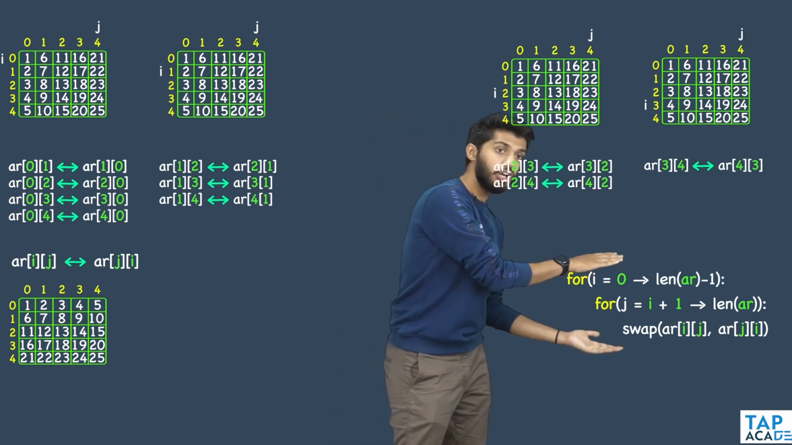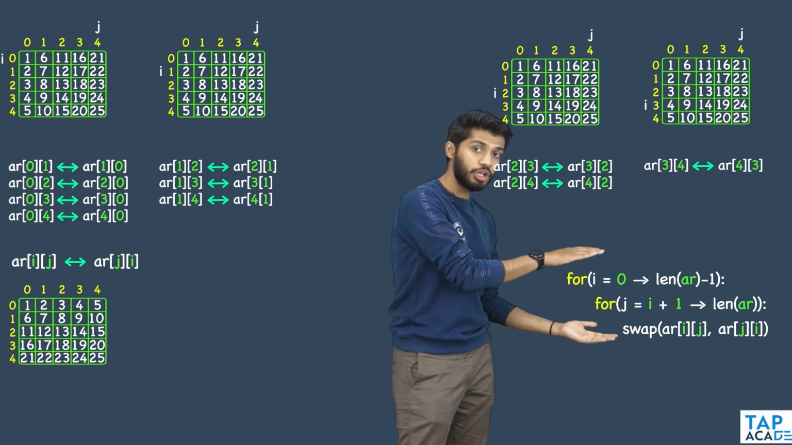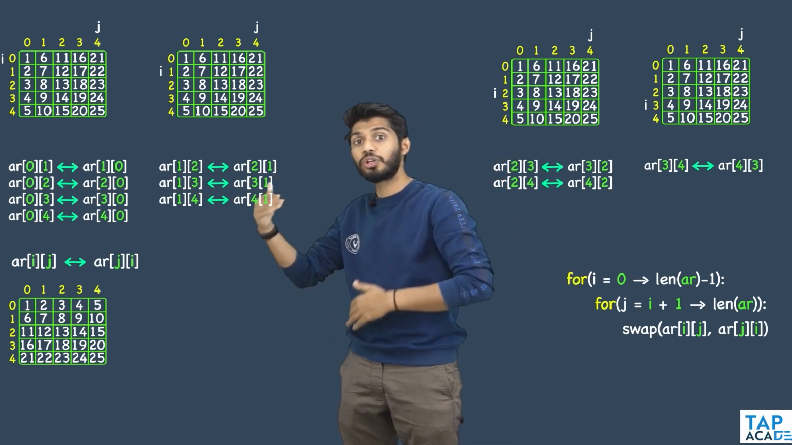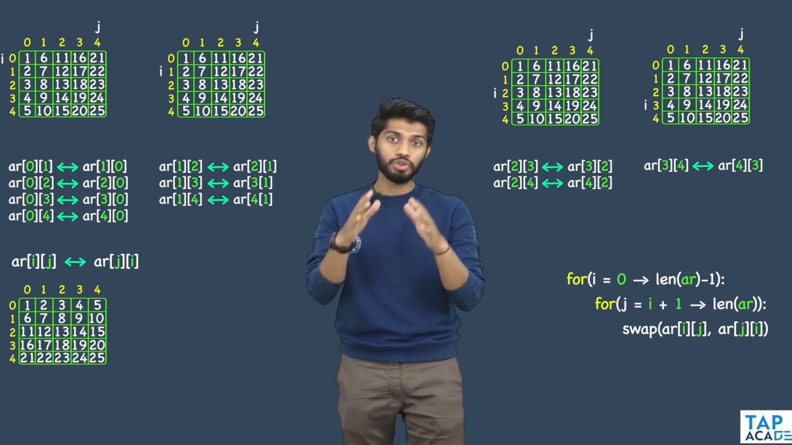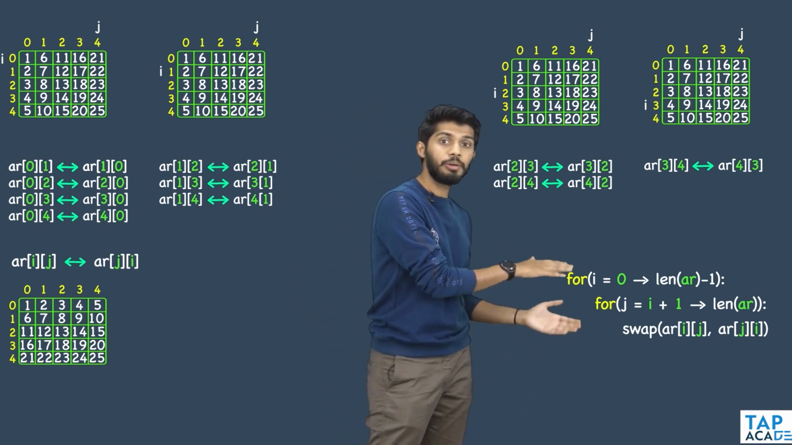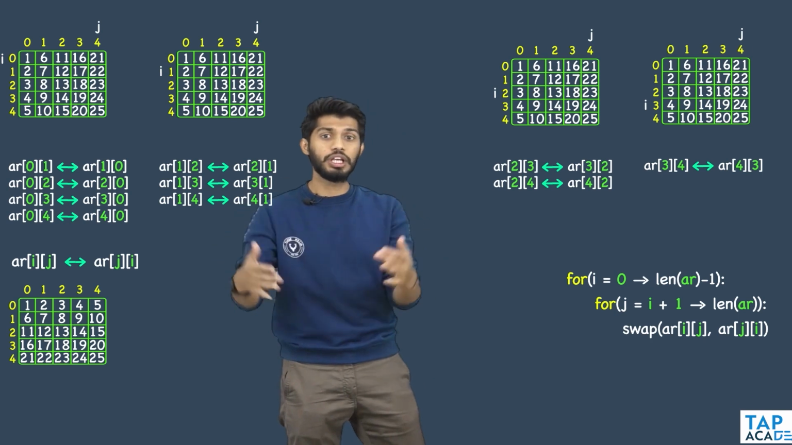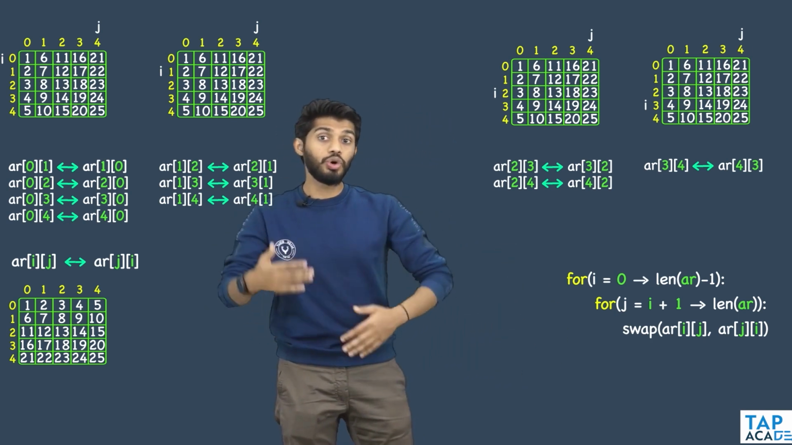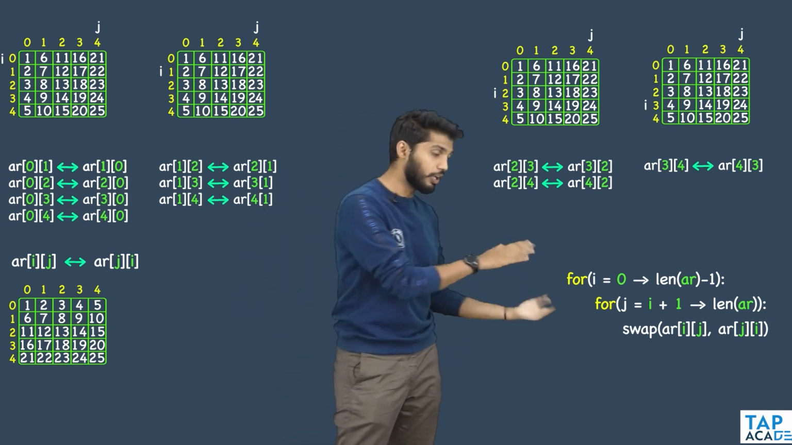So this is the logic for transposing the matrix within the matrix itself, without creating a new array. I hope this particular logic is completely clear to you guys. I just want you to implement this and see whether it's working for you or not. In case it is, it will definitely work for you.